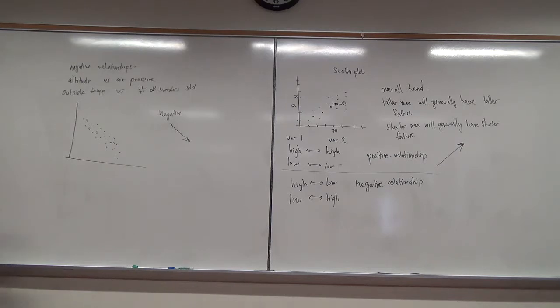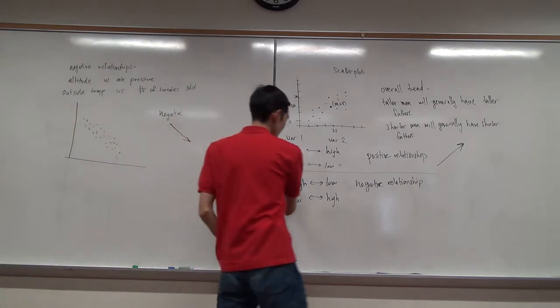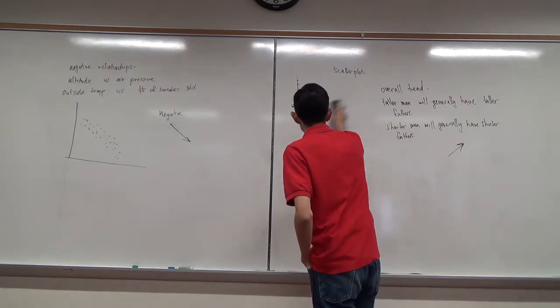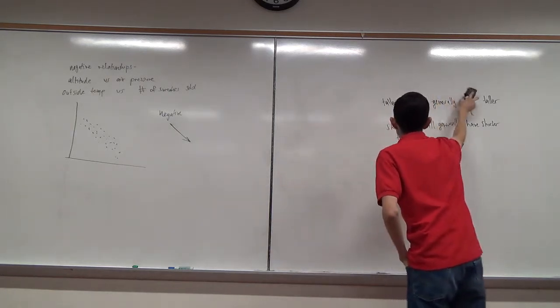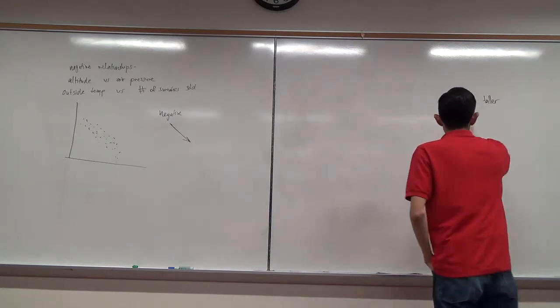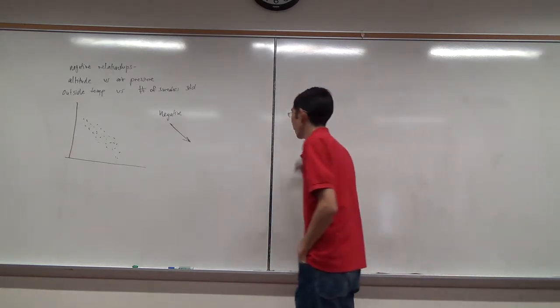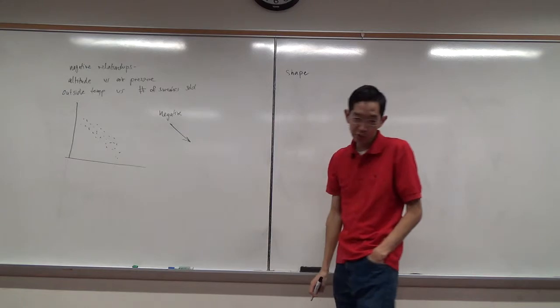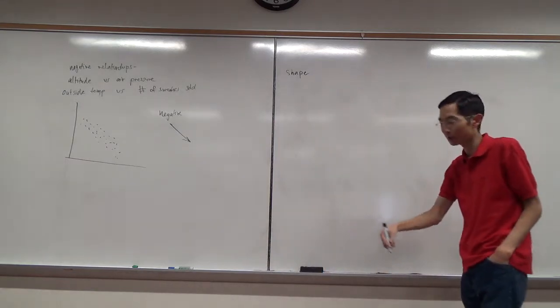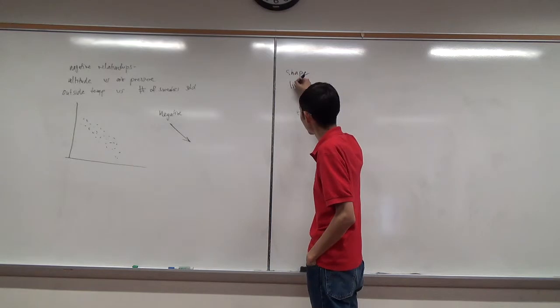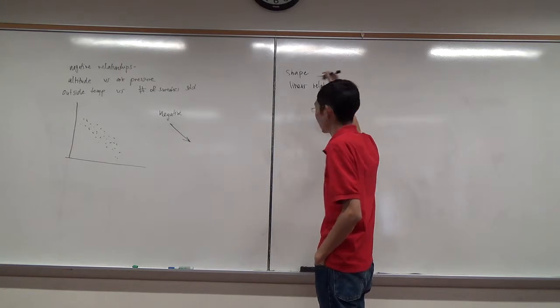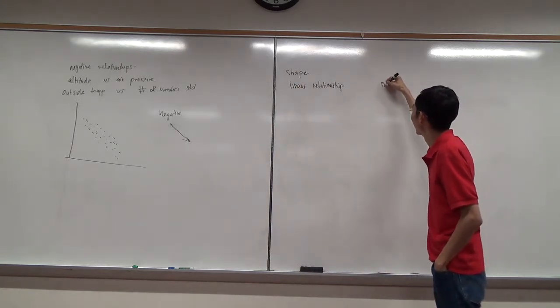Another aspect of a relationship between two numeric variables that we want to talk about and mention is the shape of the relationship. Okay, so we've talked about positive and negative relationships, but we also have shape. And for shape, we're just going to make two categories. We have linear relationships and those that are not linear, nonlinear.